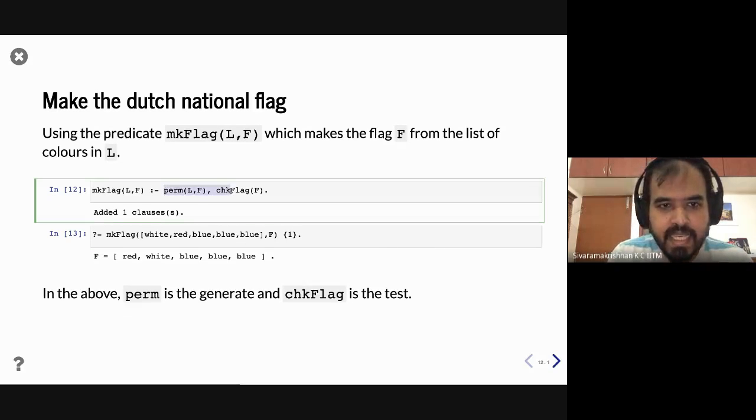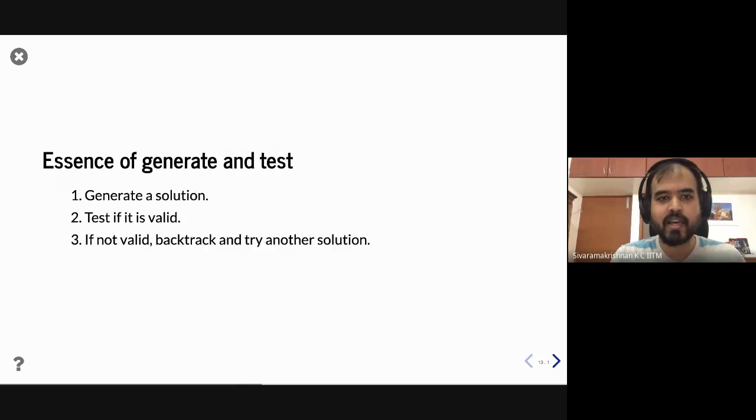So this is the key idea behind generate and test. You permute the input to generate a candidate solution, which is F, and then you check that the candidate solution satisfies the property that you're looking for, right? And as you can see, this is sorting. So we are sorting the colors according to some predetermined order. So this is what I mentioned, right?